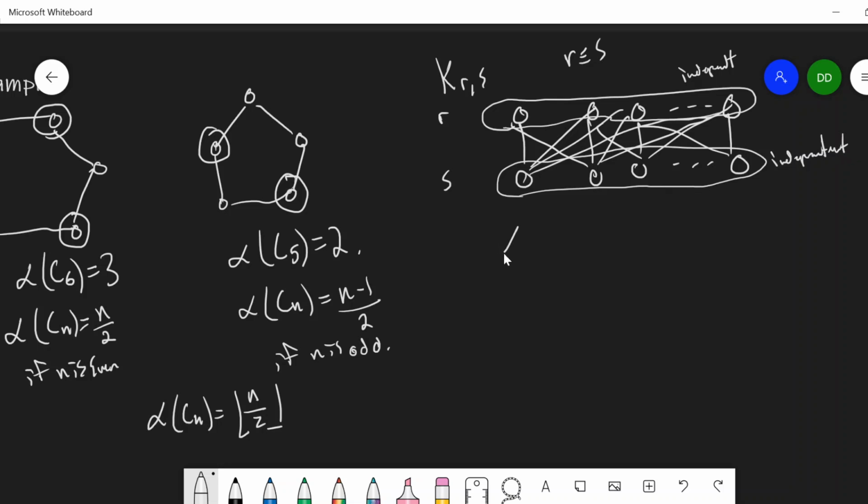And so the independence number of K_{R,S}, where R is less than or equal to S, would be equal to the max of R and S. So in this case, S would be the maximum size of an independent set. I can't do any better than that because if I took these independent vertices and added any other vertex to this, necessarily there would be some pair of adjacent vertices in that set.